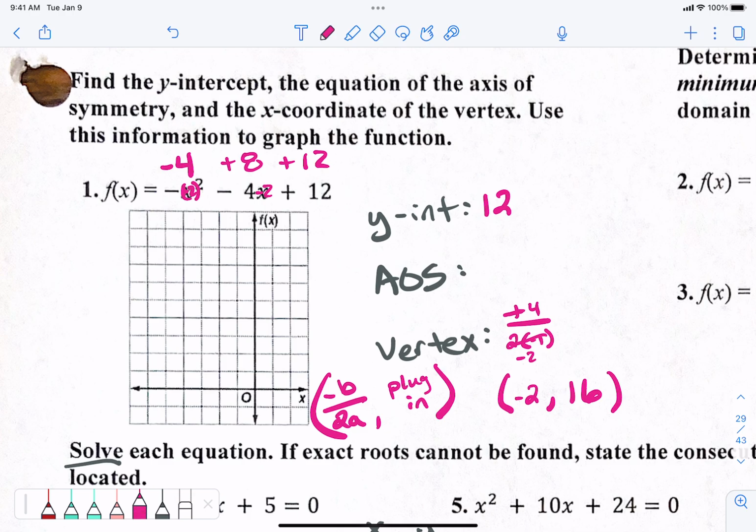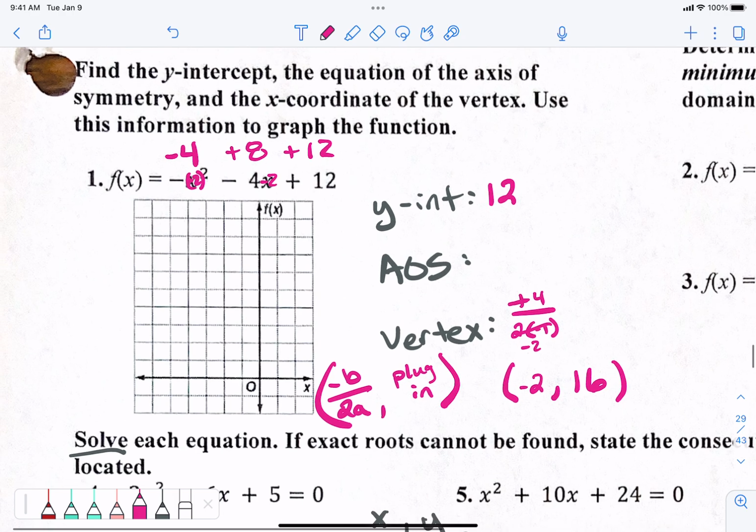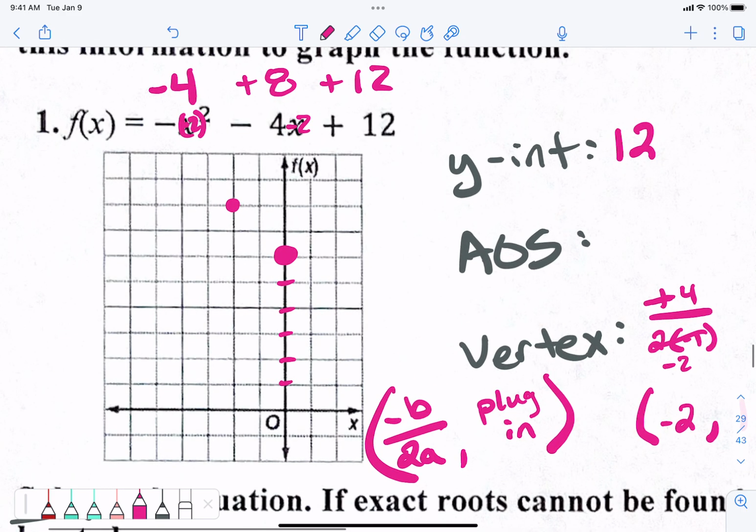Let's go by 2s. Can we go by 2s? Okay, so my y-intercept is 12. 2, 4, 6, 8, 10, 12 right here, this dot. So like 6 up, basically, okay? Negative 2, 16 would be like there, yeah? Negative 2, 16 if I do that, okay?